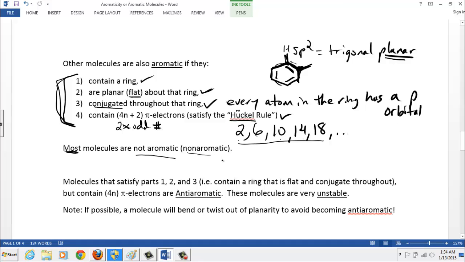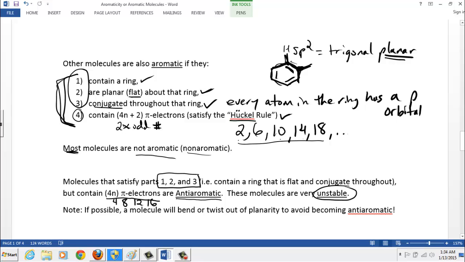There is, however, a special case where the first 3 characteristics are satisfied and the 4th characteristic has a different set of numbers where there are 4n pi electrons. So that would be 4, 8, 12, 16, multiples of 4, sorry. And in that special case where the molecule has a ring, and that ring is flat, planar, and all the pi electrons, these wrong numbers, 4, 8, 12, 16, are conjugated, well, that special case is called anti-aromatic. It turns out that's just the opposite of aromatic.